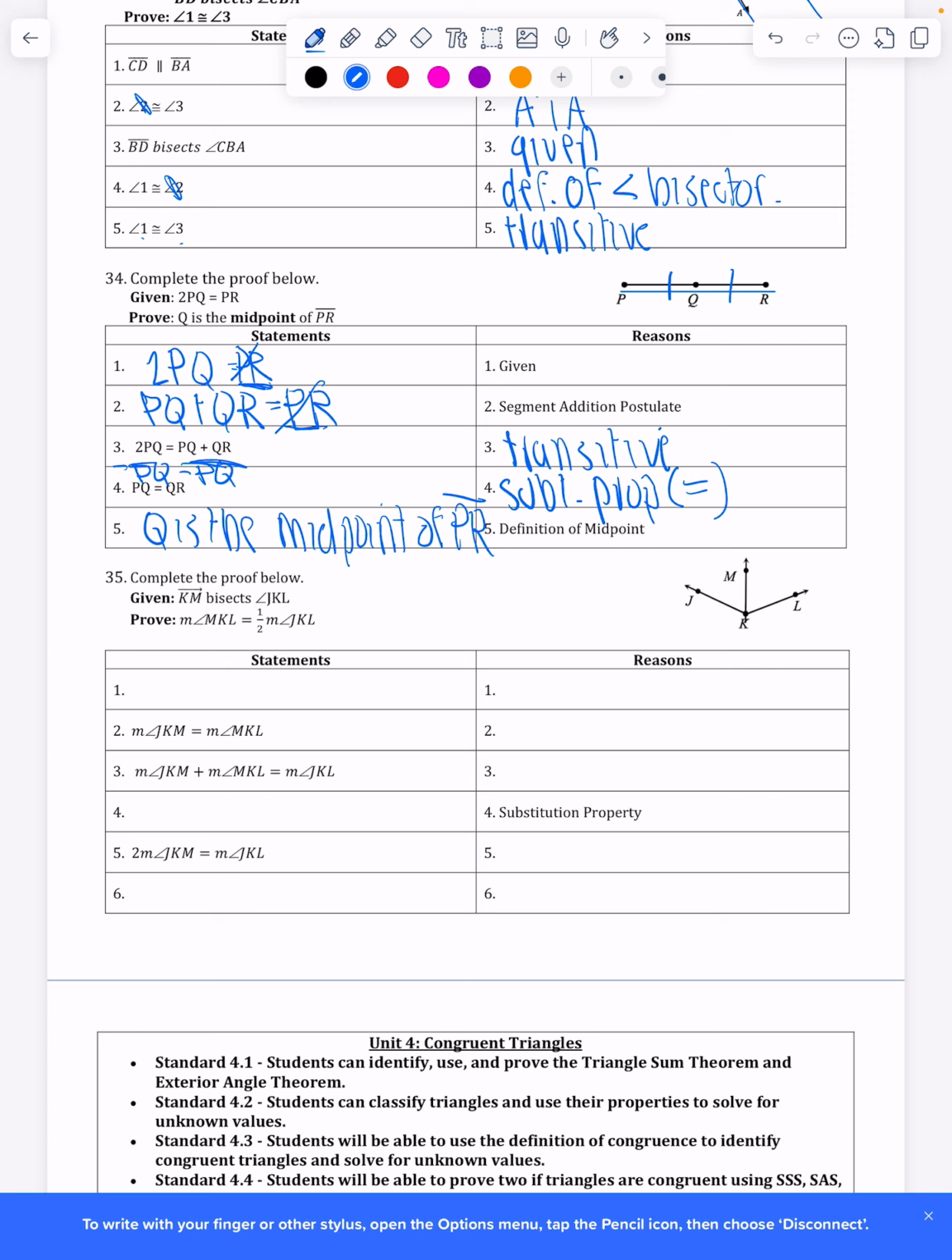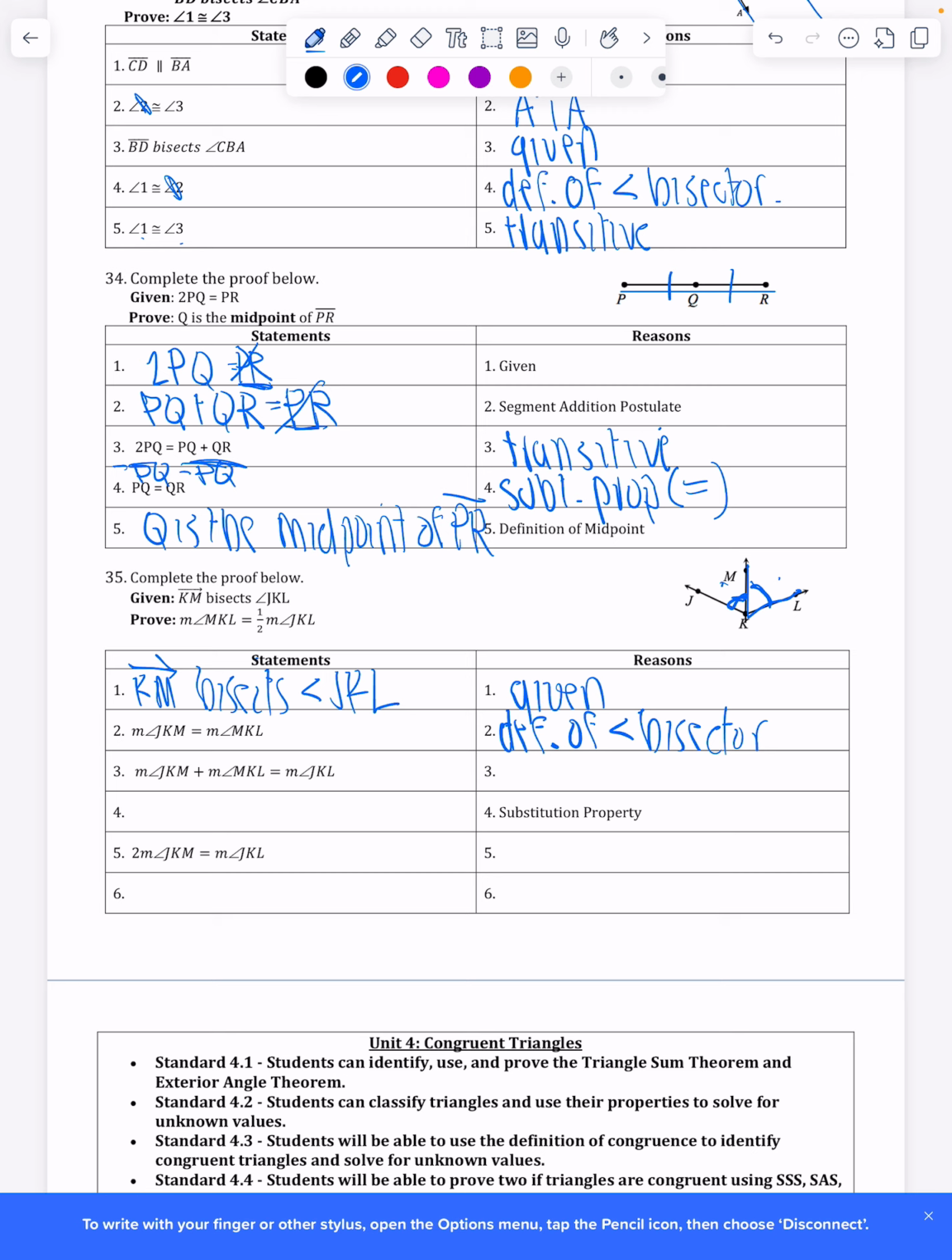Okay, complete the proof below. And I'm going to just fill in my given here. So ray KM bisects angle JKL. All right, the reason is it's given. So what I'm going to do is I'm going to go ahead and highlight those two as congruent. And it says the measure of angle JKM and the measure of angle MKL, so these two angles, are equal, and that's because of definition of an angle bisector.